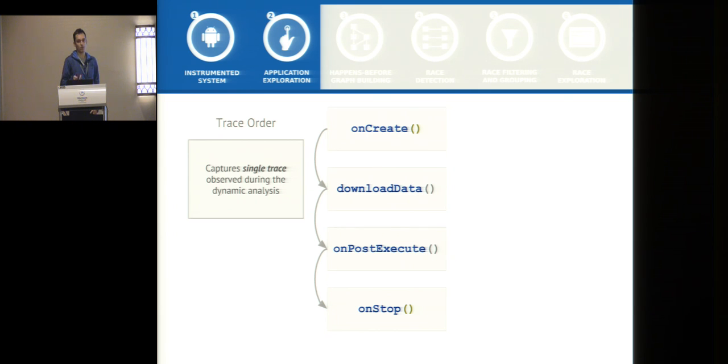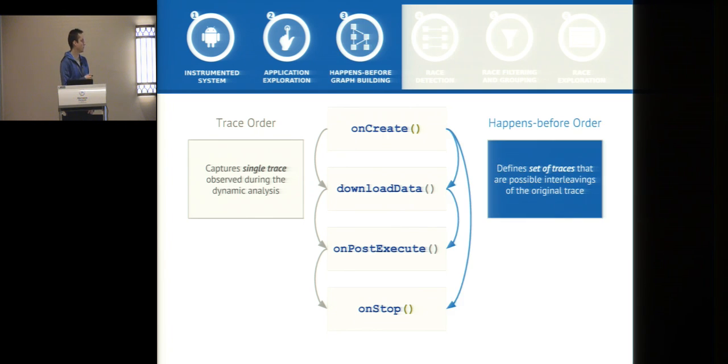But as I have shown you, this is not the only possible execution. So what we would like to do is extrapolate from the single trace to a set of traces which define all the possible behaviors that your application could have had. Here, for example, it is guaranteed by the framework that this onCreate is before you start downloading the data. So we add an edge here.